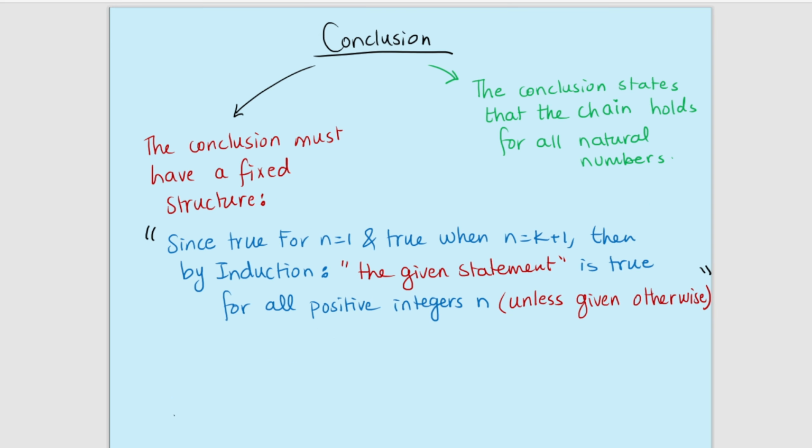And lastly, we need to state the conclusion. The conclusion must have a fixed structure. So we say since true for n equals 1 and true when n equals k plus 1, then by induction, this statement, the given one, is true for all positive integers n unless they gave us another interval. And the conclusion states that the chain holds for all natural numbers.